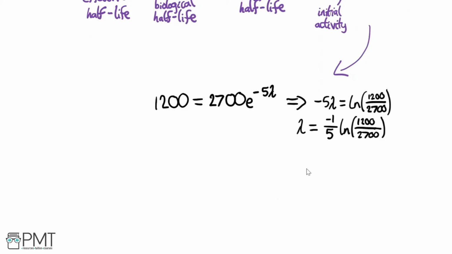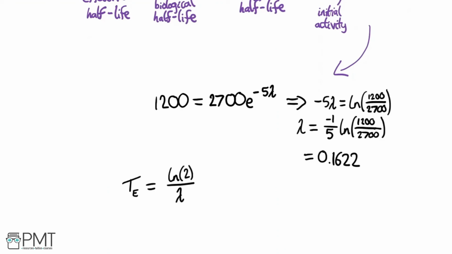Use a number of significant figures which is too small, because you might get the wrong final answer and we don't want that. So this lambda will be 0.1622. Now be very careful not to put this directly into the effective half-life equation, because you may lose a mark. We need to first of all use this value of lambda to work out the half-life.